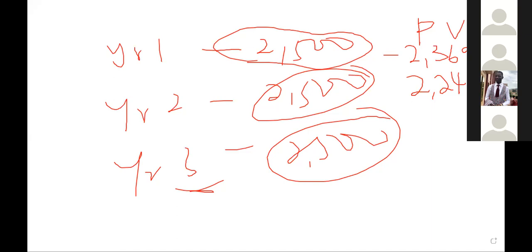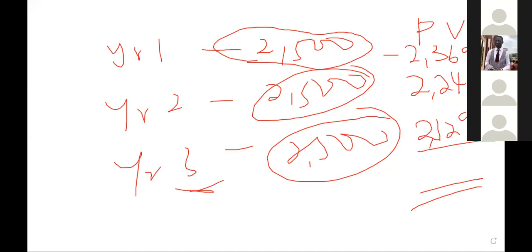2,129.03. Okay, that's the last one. Add all of them. Add all these figures. Remember, it is the same question that we are solving. It's 6,744.83. Is that the same answer we had initially?